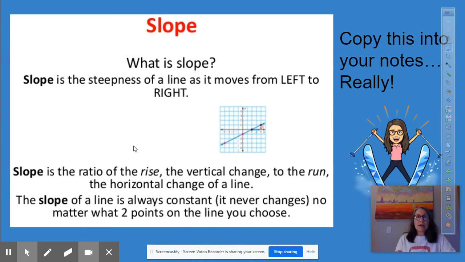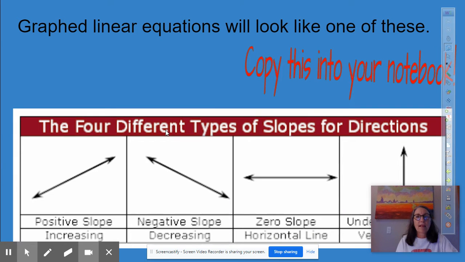The slope of a line for any given line is always constant. It never changes. We refer to it often as a constant rate of change as the line increases. And this is true no matter what 2 points on the line you might choose. It's going to be a constant rate of change.